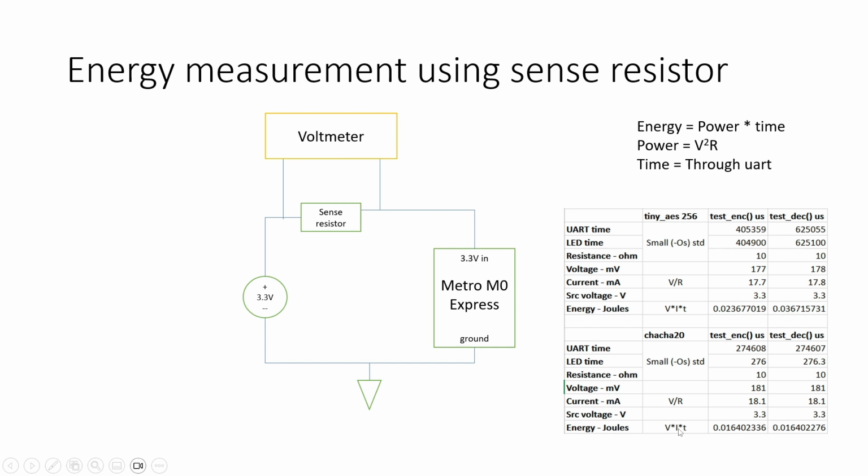So I calculate the energy using the formula power into time, where power is V squared by R, or VIT. So I multiply 3.3 by the milliampere current and the microseconds time that I measured using the UART or the LED toggle. So here 276 is actually 276 milliseconds, which is similar to the 274 milliseconds above. So in this way, by multiplying all these values, we get the energy as 0.0164 joules, which is the energy consumption of the board when we run the test encryption function of the Chacha20 code. So in this way, we can measure the energy using a sense resistor and get the power consumption of the board.